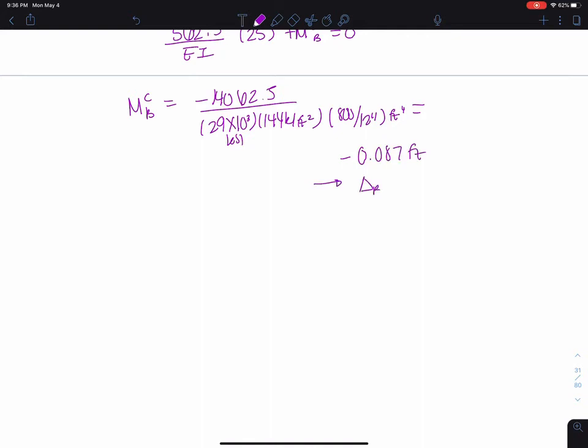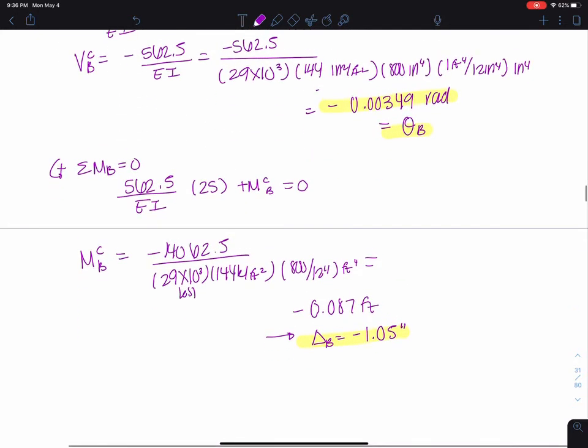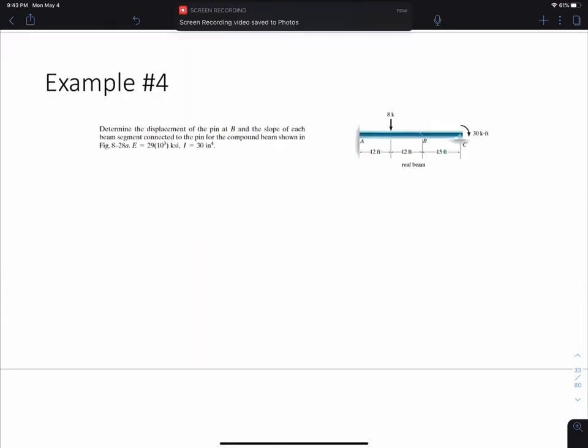And this goes to now delta B, convert to inches, and we get negative 1.5 inches. It's negative because the slope of the beam was measured clockwise and the displacement is downward. That's why we have these negative values. So this is clockwise, this is downward, which makes sense. Okay, so I'll post one more video with the next example, but for now, let's make sure that you guys understand this part and that you're good to go before we move on.